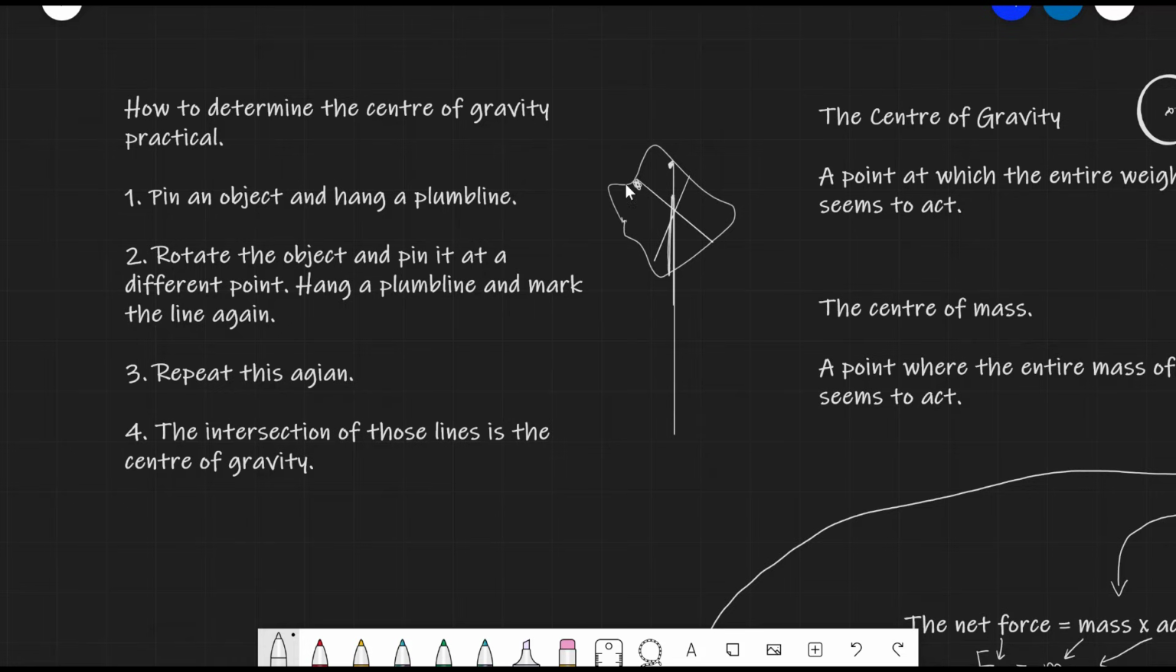I've already done this over here in my little diagram, and I've produced 3 different lines. You can probably do that with 2 as well to determine the center of gravity, but the more the better in this case. And the intersection of those lines is the center of gravity. So in this case, this over here will be the center of gravity.